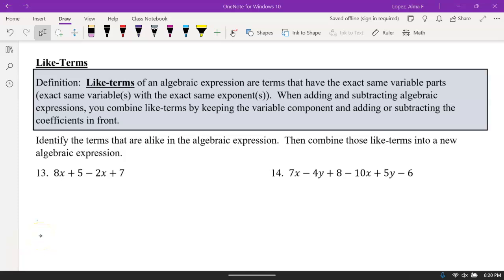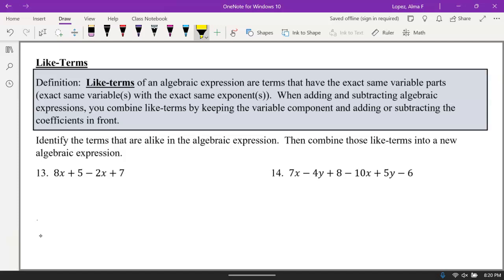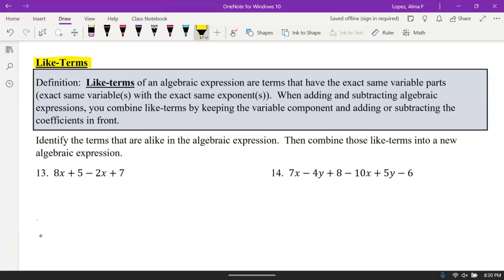I almost forgot the last part of Notes 13. It's really short. In Notes 13, we also want to look at like terms. Definition: like terms of an algebraic expression are terms that have the exact same variable parts.